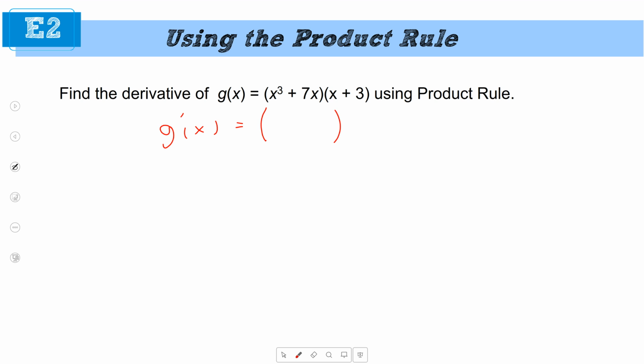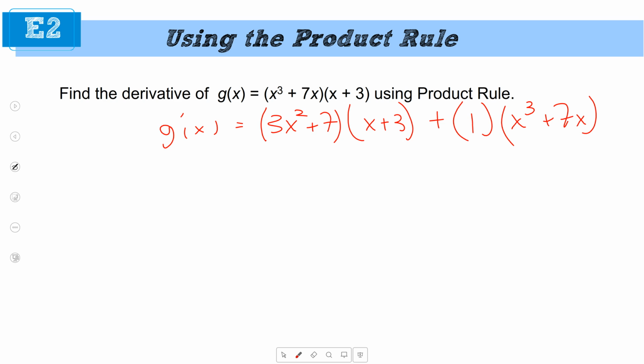3x squared plus 7. Well, we can go that route if you'd like. I mean, if you want to get all fancy, you can do that. That's the derivative of the first, times x plus 3. Okay, good. And plus 1 times x cubed plus 7x. Again, all your parts are there. We're good to go. That's correct.